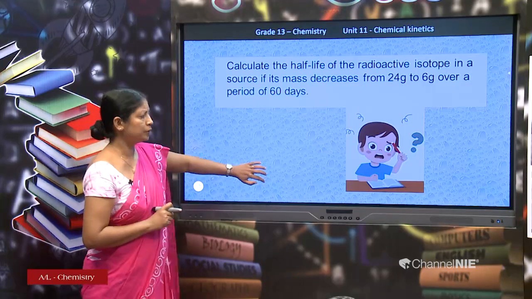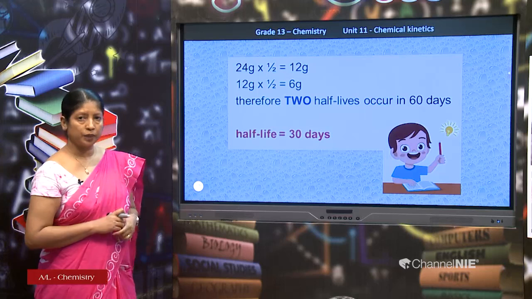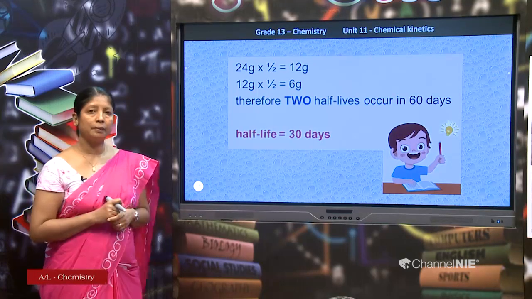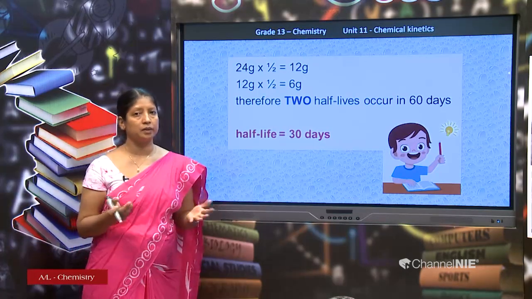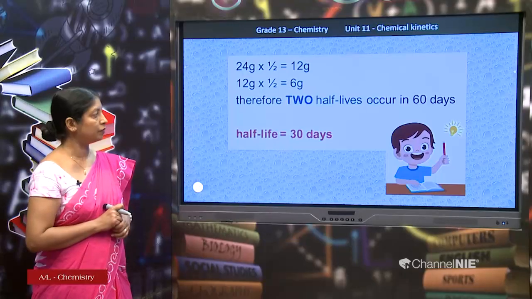Let us see how to do the question. Initial mass is given as 24 grams. The decay of a radioactive isotope is a first order reaction. In this question it is not stated as first order because we all know that radioactive decay is first order. Otherwise, in the exam they should mention whether the given reaction is first order or not, because without knowing that we can't calculate half-life.